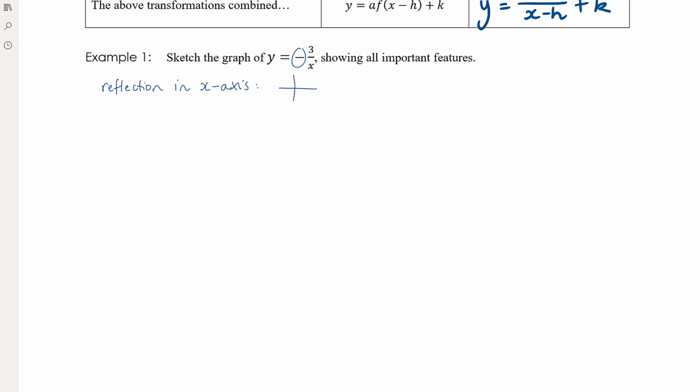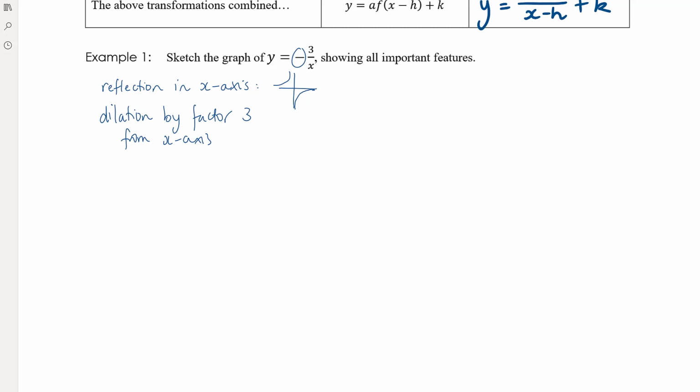Normally the shape goes up here in the first and the third quadrants. When we talk about graphs, we talk about the quadrants, 4 quadrants. When we reflect that in the x-axis, the section of the graph that was in the first quadrant is going to go down here into the 4th quadrant, and the section of the graph that was in the 3rd quadrant is going to come up into the 2nd quadrant. So we essentially get the shape of the graph happening in those 2 quadrants. We've also got dilation by factor 3 from the x-axis.